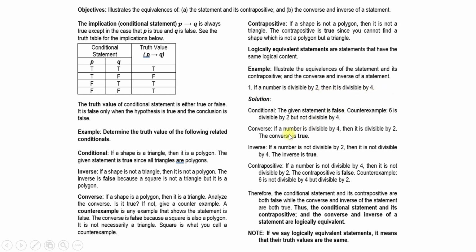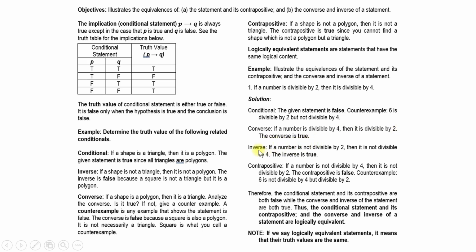How about the converse? Our converse again, we will simply interchange the hypothesis and the conclusion. So, if a number is divisible by 4, then it is divisible by 2. The converse is true because if a number is divisible by 4, automatically, this is also divisible by 2. Therefore, the converse is true.